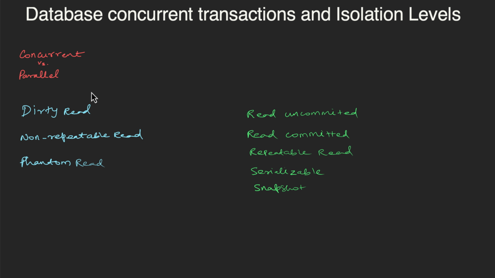Concurrency can be implemented using time sharing. In that case, think that you have a single computer and on that single computer we are trying to run two different transactions. We'll run one transaction for a set amount of time, then switch to the other transaction and run it for another set of time, then come back to the previous transaction. So this is how concurrent transactions are implemented with time sharing.